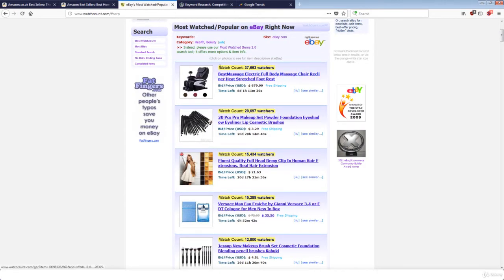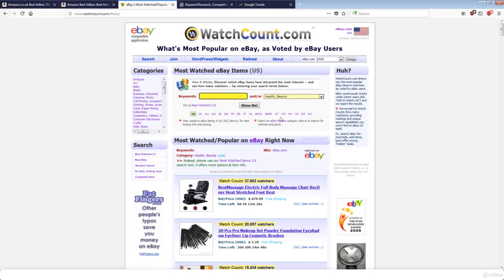Now the most popular is at the top, and it shows you how many watchers. It doesn't show you how many sales, it shows you how many watchers. But we know that on eBay, if there are a lot of watchers, this is a popular product. You can choose different categories, or if you have an idea of what you want to sell.